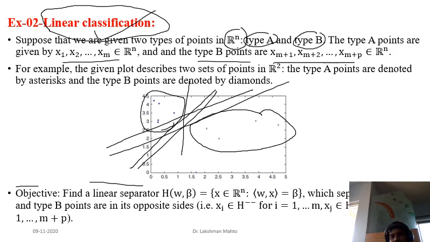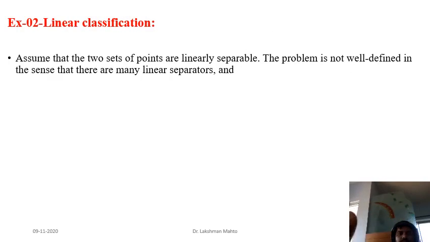So here, what is our objective? We have to find the best linear separator or separating hyperplane H(W, beta), which we define this way: the set of x such that the dot product of W with x equals beta, which separates the type A points and type B points so that they lie on opposite sides. That means type A points are in the strictly lower half space, and type B points are strictly in the upper half space. If these two sets are mutually disjoint and their corresponding convex hulls are mutually disjoint and compact, then, since the convex hull of a finite number of points is always a closed and bounded, that is compact, set in Euclidean space, you can easily talk about the existence of a separating hyperplane.